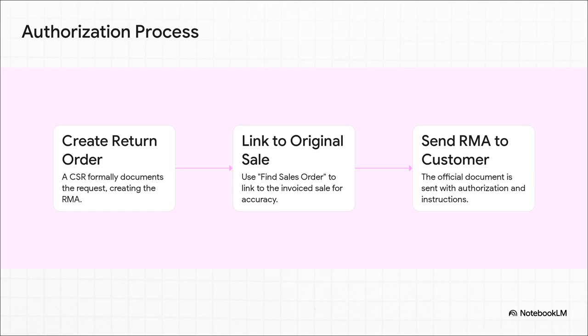First, you create the return order. Then, and listen, this part is so important, you link it to the original sale using the Find Sales Order feature. Why? Because that automatically pulls in the correct price and cost, which means all your finances are going to be accurate from the get-go. Finally, you shoot that official RMA over to the customer so they know exactly what they need to do.